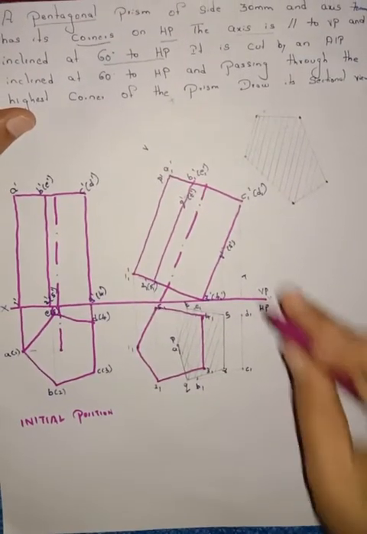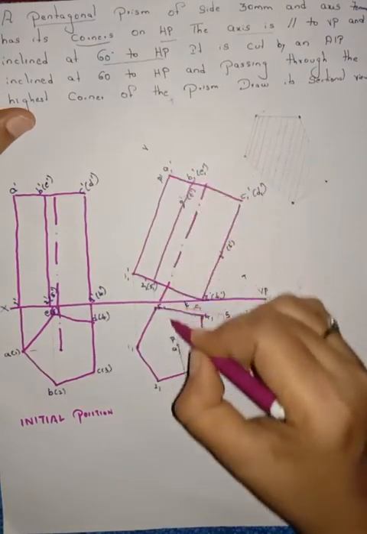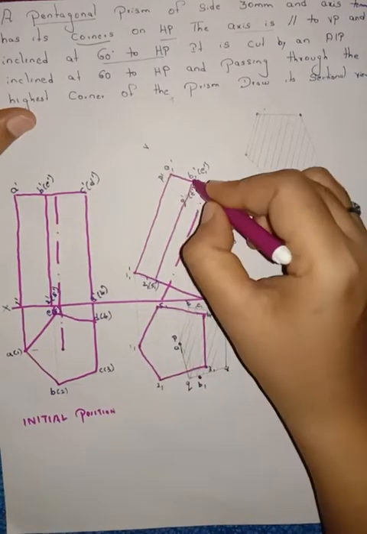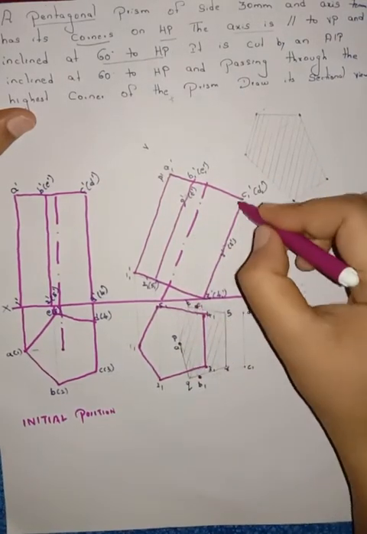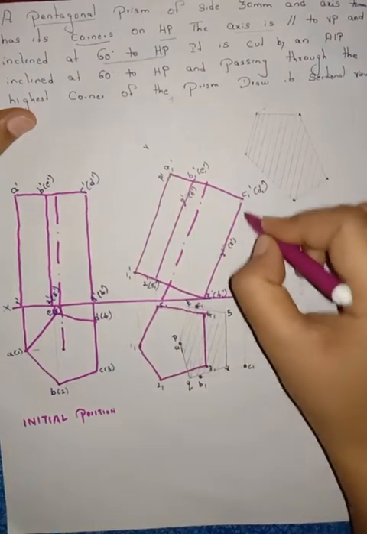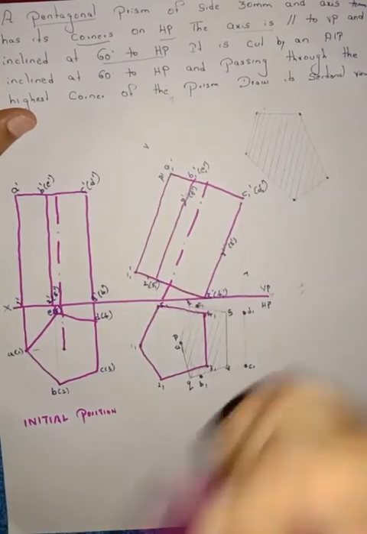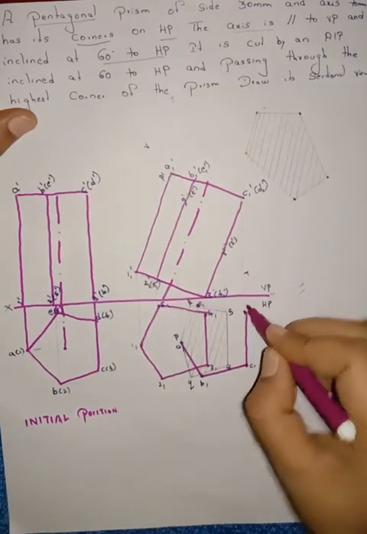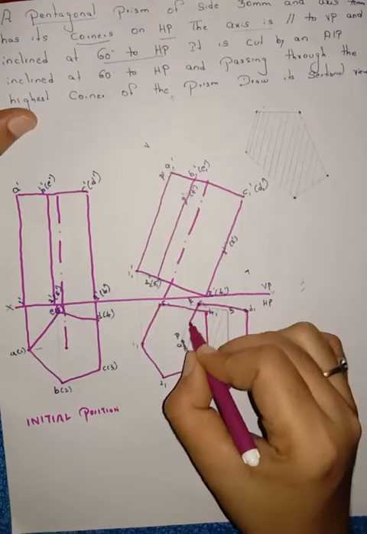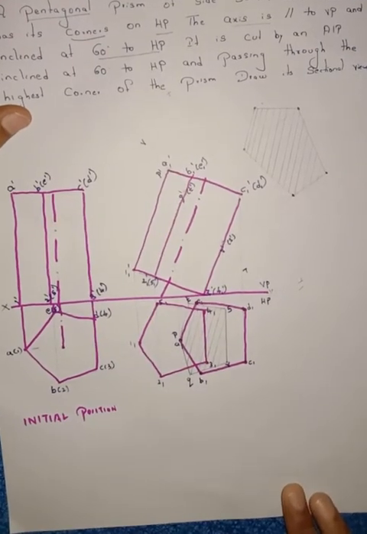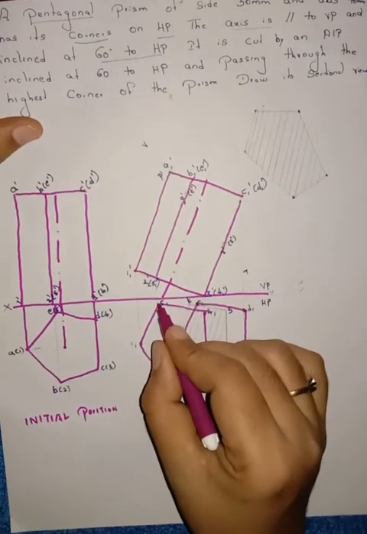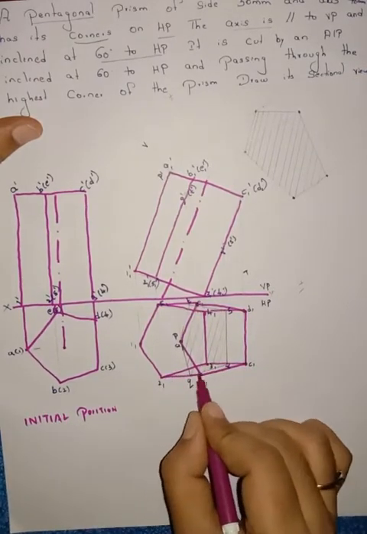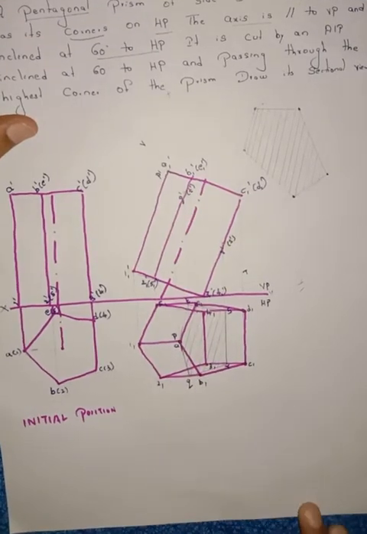After that, from A, B, C, D also you have to join now. From A, draw a straight line till A. From B, draw a straight line till B. From E also to E. From C to C. From D to D. Join here A, B, C, D, E. You will get the pentagon. Two pentagons will intersect here. After that, join 5 to E, 4 to D, 3 to C, 2 to B, and 1 to A.